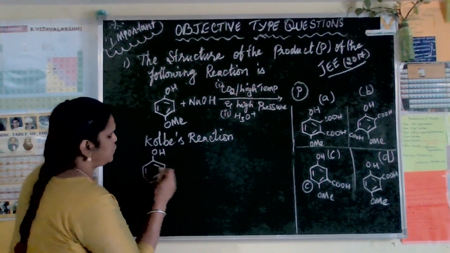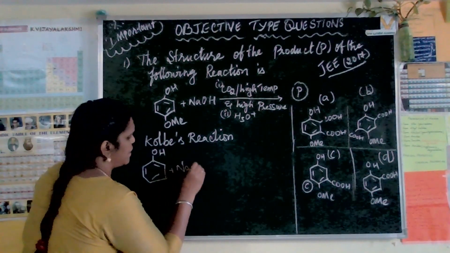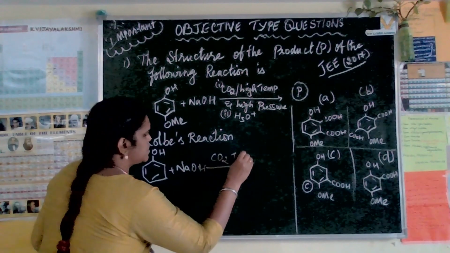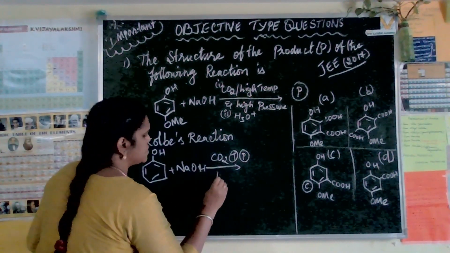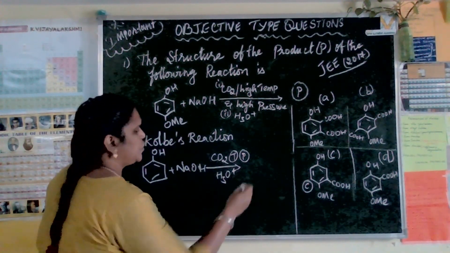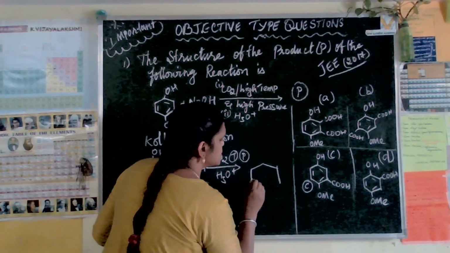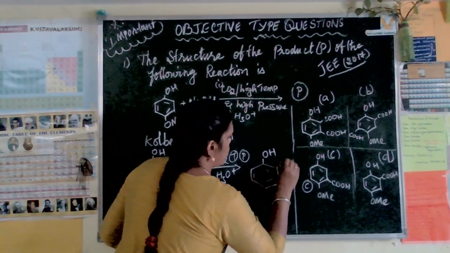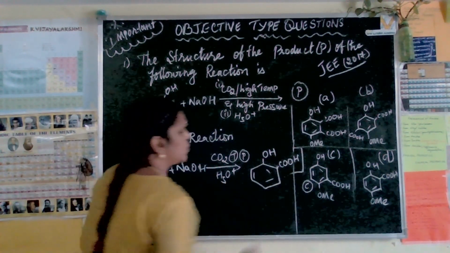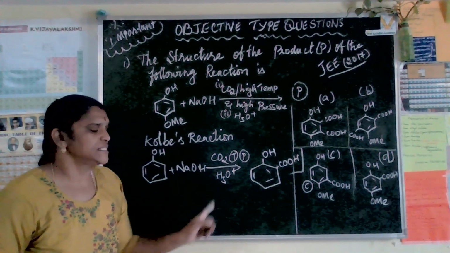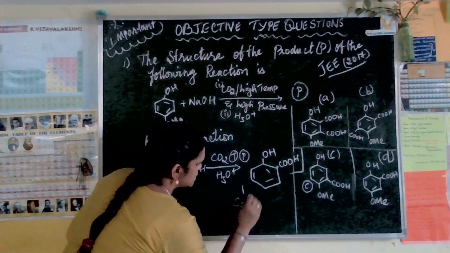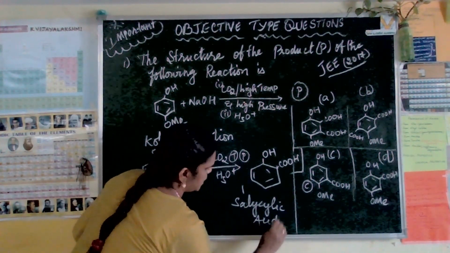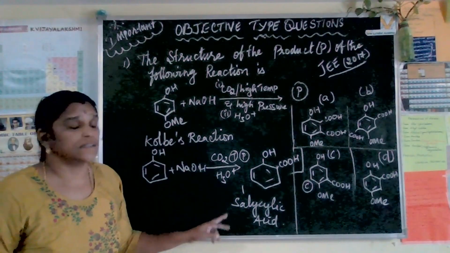So this is phenol combined with sodium hydroxide in the presence of carbon dioxide, at high temperature and high pressure, with the hydronium ion. What are you getting? Salicylic acid, with COOH. Is it visible? So this is salicylic acid.